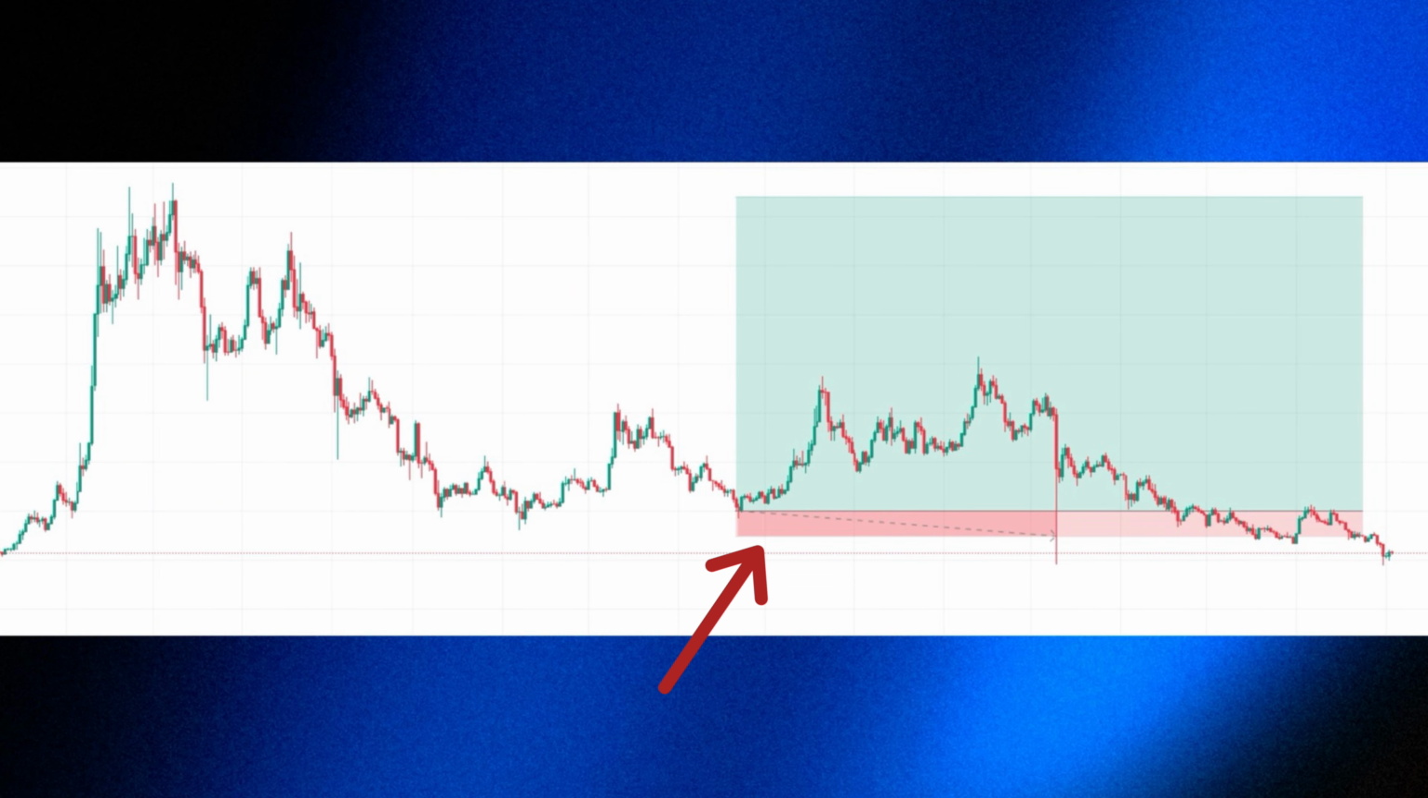If you're ever in a trade that's running really well for you, you need to be moving your stop loss up into profit as the price keeps climbing. That way, even if it suddenly reverses on you, you're still walking away with actual gains.